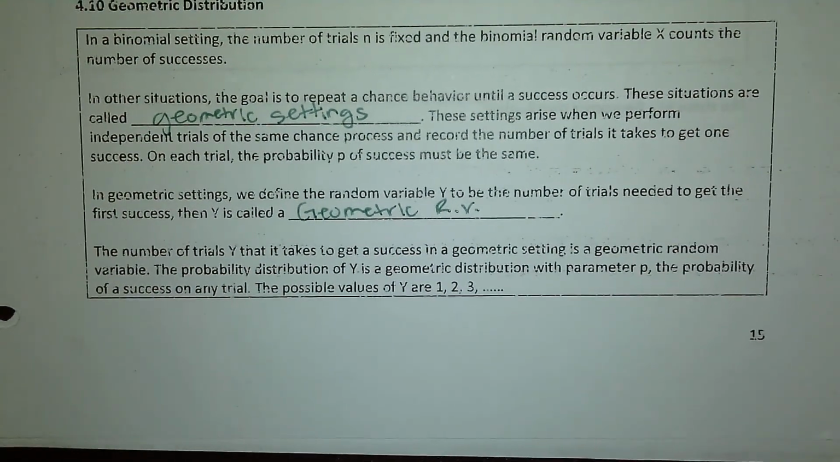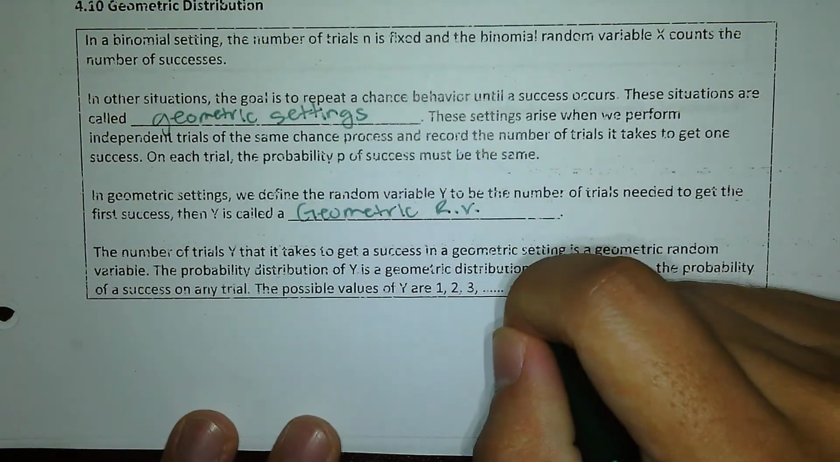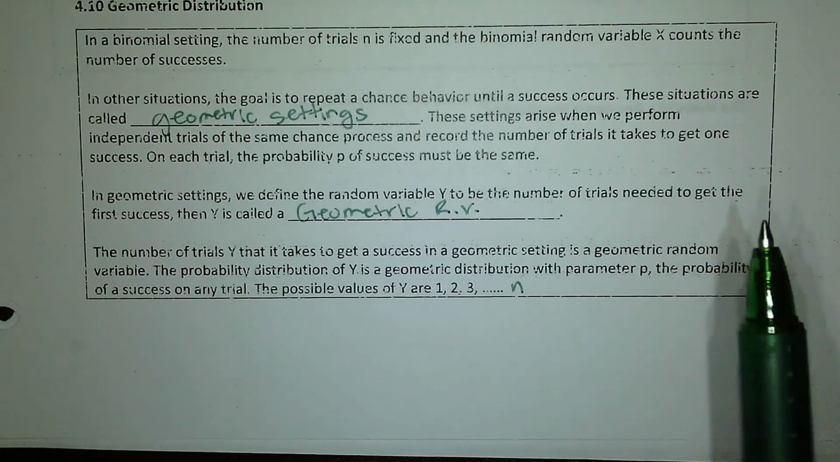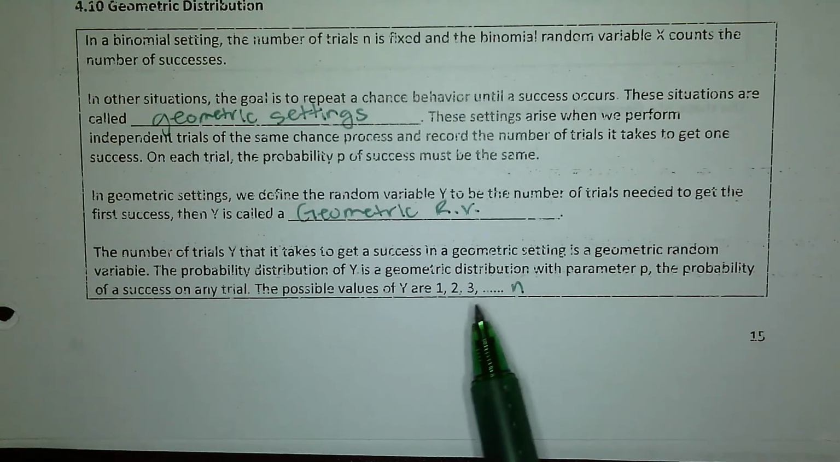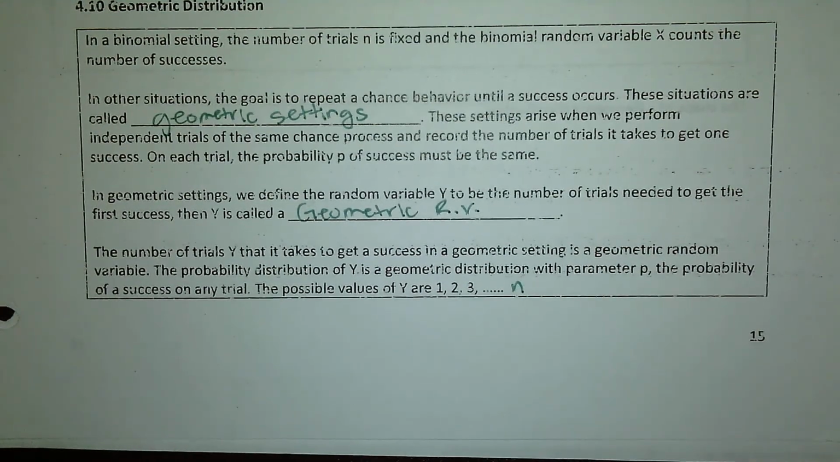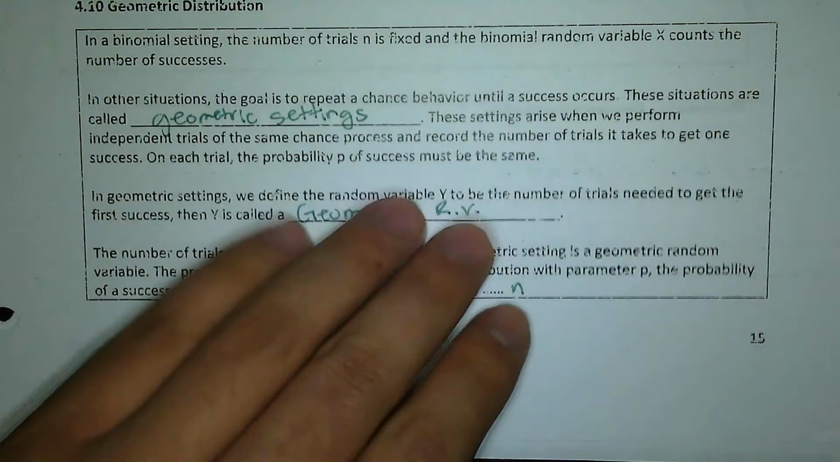The number of trials y that it takes to get a success in a geometric setting is a geometric random variable. The probability distribution of y is a geometric distribution with parameter p, which is the probability of success on any trial. And thus we see the possible values of y would be 1, 2, 3, all the way up. Now notice in our binomial setting, we started off at 0. But here, since we are looking at trials, even if you get a failure on the first attempt, that counts as your first trial. So notice that binomial random variables start at 0 and geometric random variables start at 1.